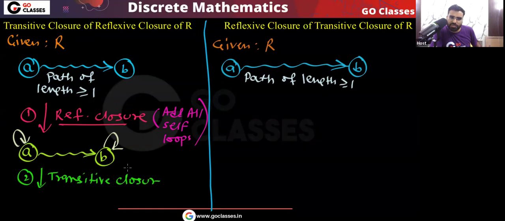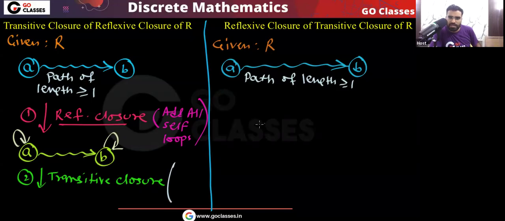If I find the transitive closure, then tell me what I will do. How to find the transitive closure if the graph representation of a relation is given to you? Very simple. What you will do to find the transitive closure? We will add reachable pairs. Yes or no? In the graph representation, we will add all the reachable edges.